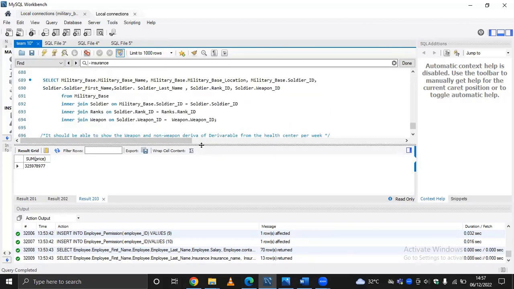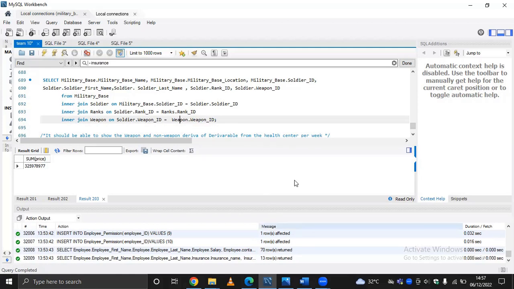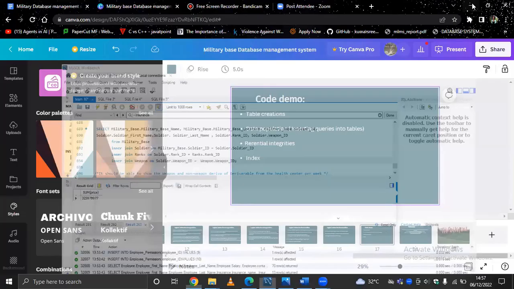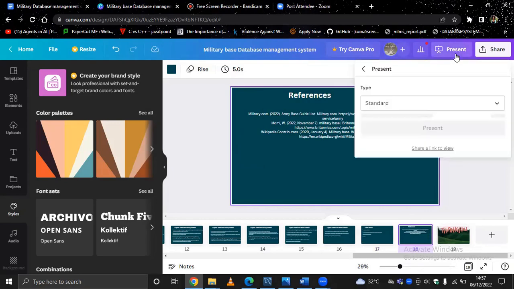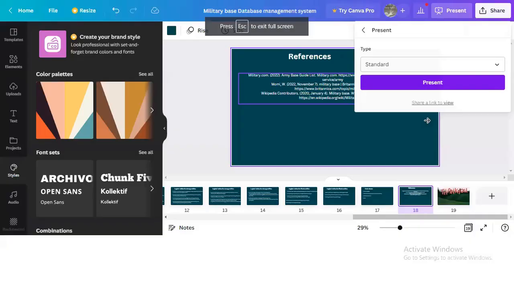I have various foreign keys, of course. Some tables had to reference other tables. So basically that's what happened. And then after that, yeah, so here is my references.